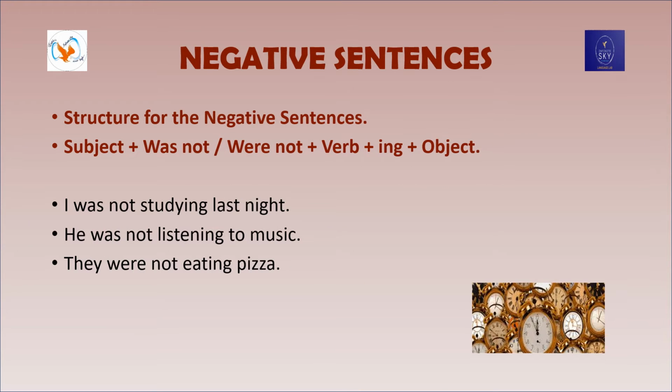To form negative sentences in the past continuous tense, use the following structure. Subject plus was not or were not plus verb plus ing plus object. Look at the following examples. I was not studying last night. He was not listening to music. They were not eating pizza.